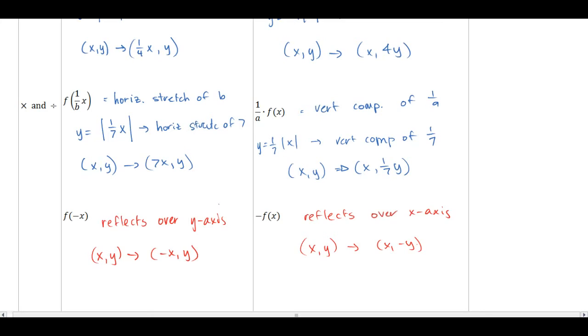Same thing with adding and subtracting. If it's inside with the x, that's a horizontal translation, left or right. Again, doing opposites if it's inside. And if it's on the outside, that's your up and down. Super crucial to recognize all these translations. And I'll show you why.